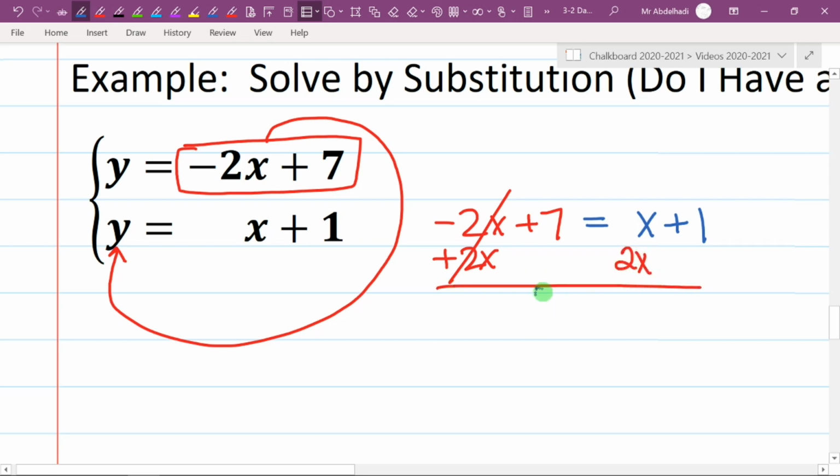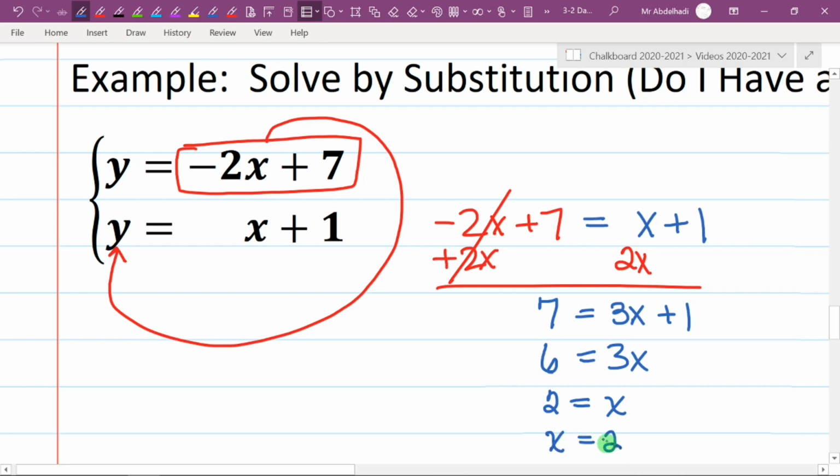And now what do we have? We have 7 equals, what's 2x plus 1x? It's 3x plus 1. Okay, and now you have a simple Algebra 1 equation. You subtract 1 from both sides, you get that. You divide both sides by 3, you get 2 equals x. You flip it around because you want your answer to have the x on the left. x equals 2 is your answer here.